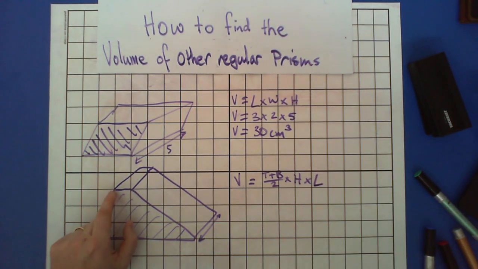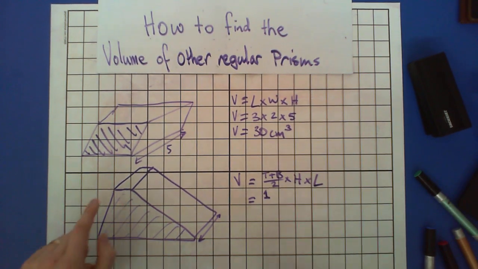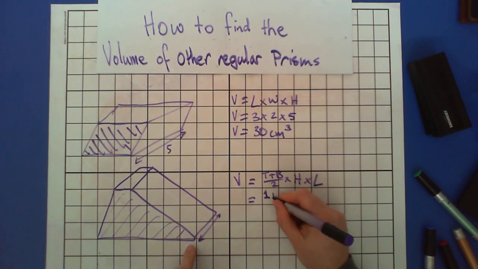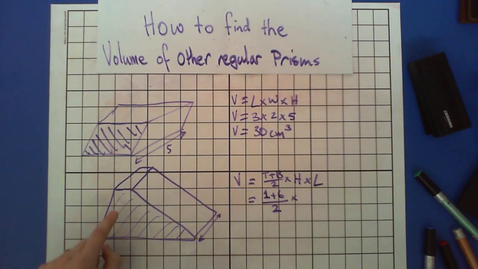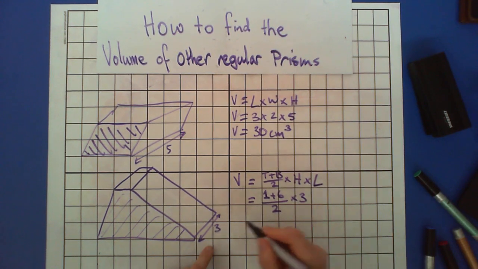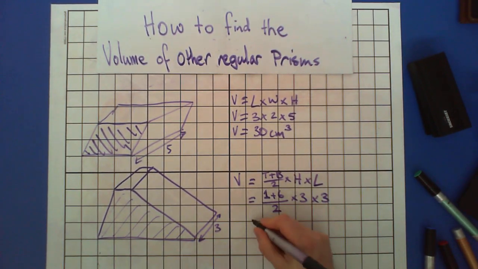Okay, so if we look at that, the top this time has a length of 1 centimeter. The bottom has a length of 1, 2, 3, 4, 5, 6 centimeters, divided by 2. Times by the height, again, remember, it's going to be perpendicular. So in this case, 1, 2, 3. We're going to times by the length, which in this case, we're going to call 3 as well. So that's 3 centimeters for our length.